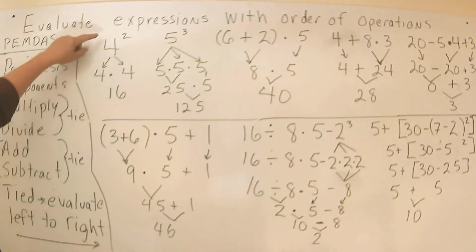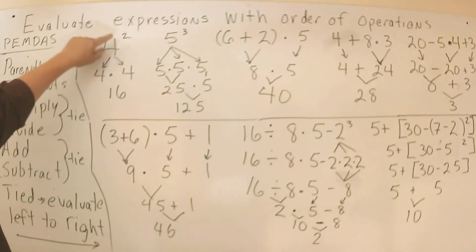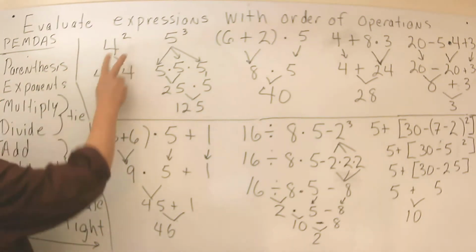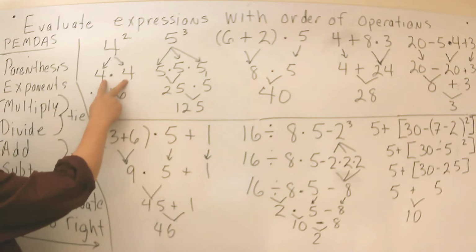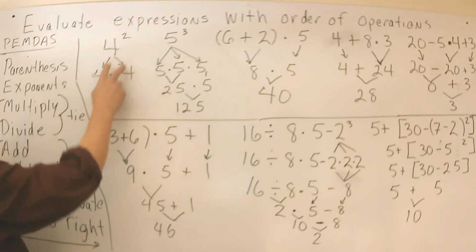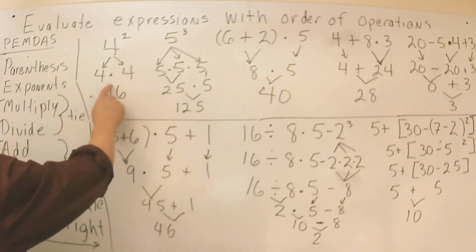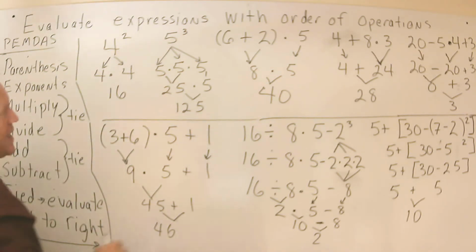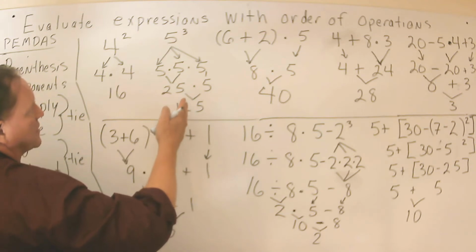Our first example is 4 to the second power, or 4 squared. The 2 means that there are 2 4s. This exponent means there are 2 4s. So I'll multiply 4 times 4, which is 16. And that is the solution to this one.